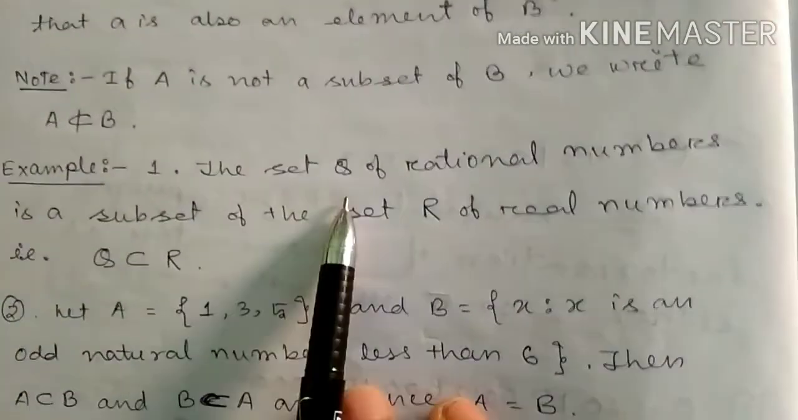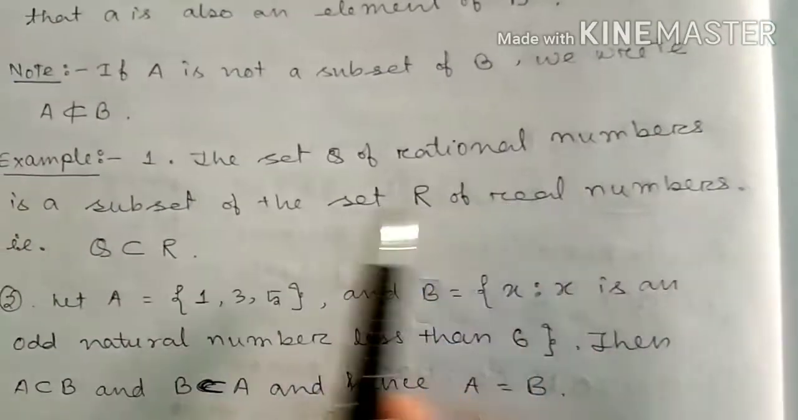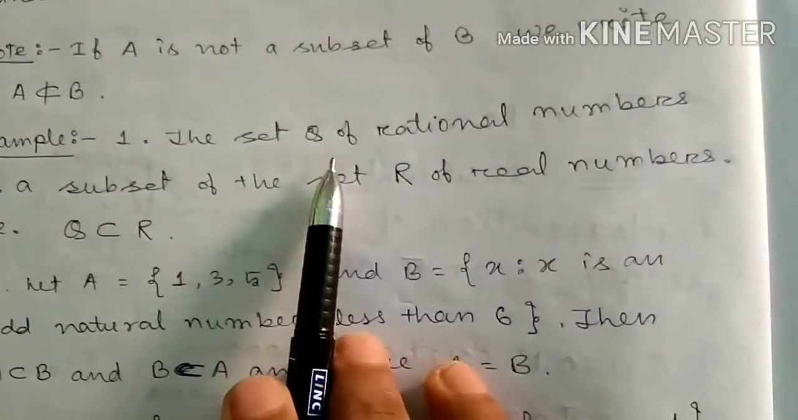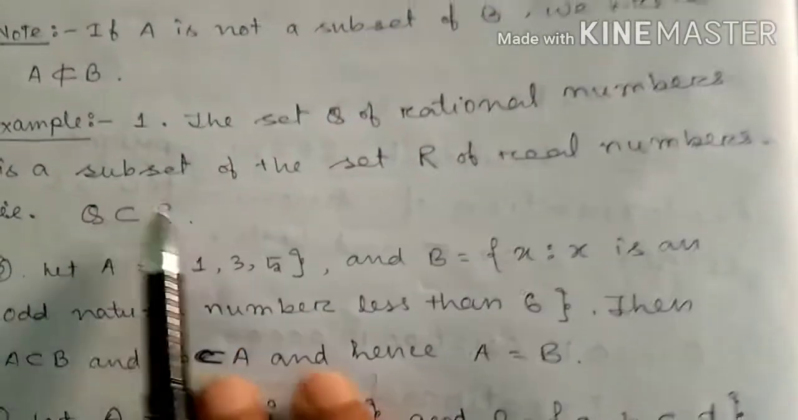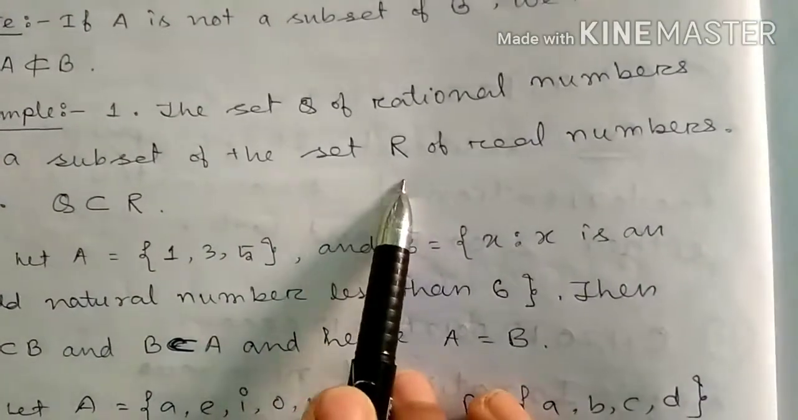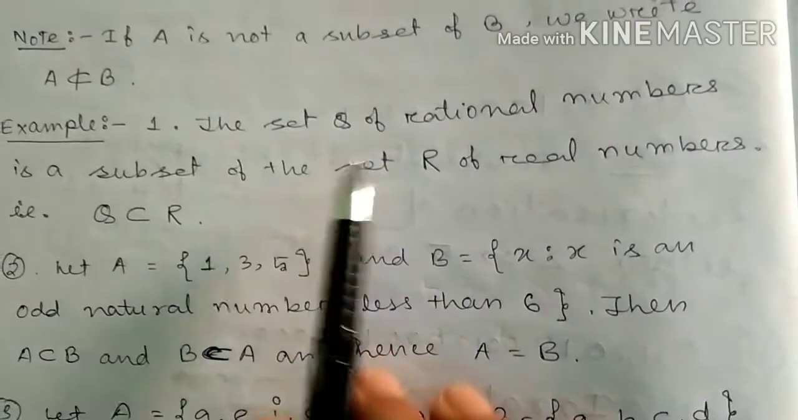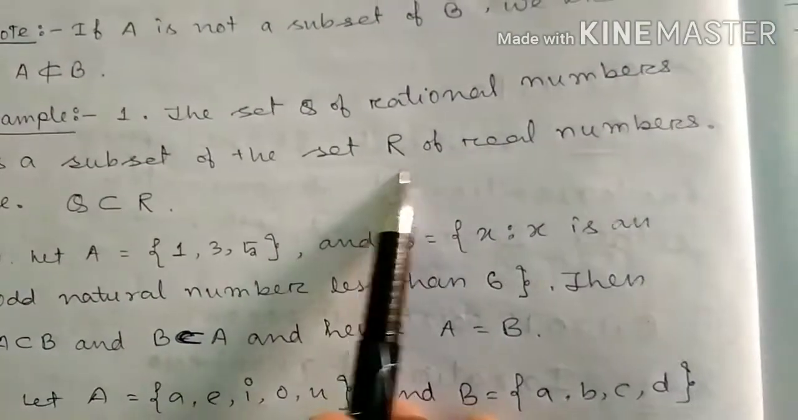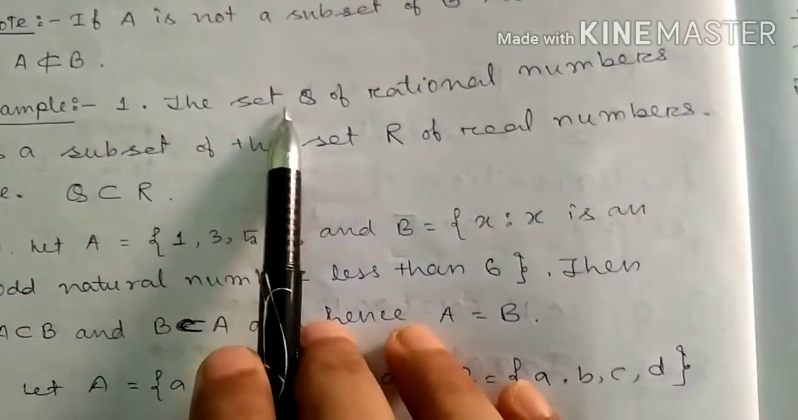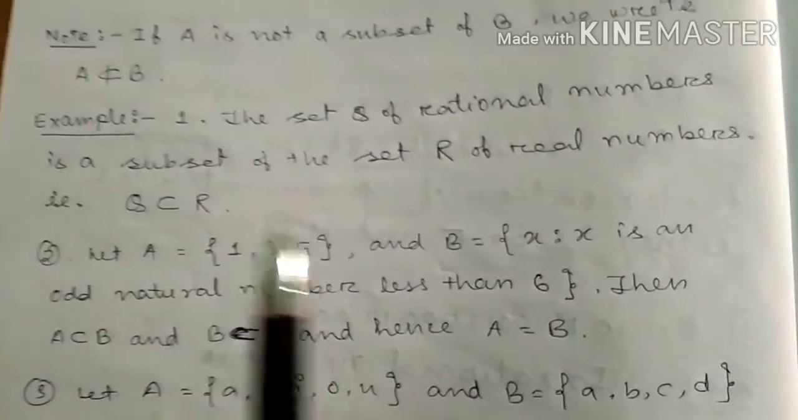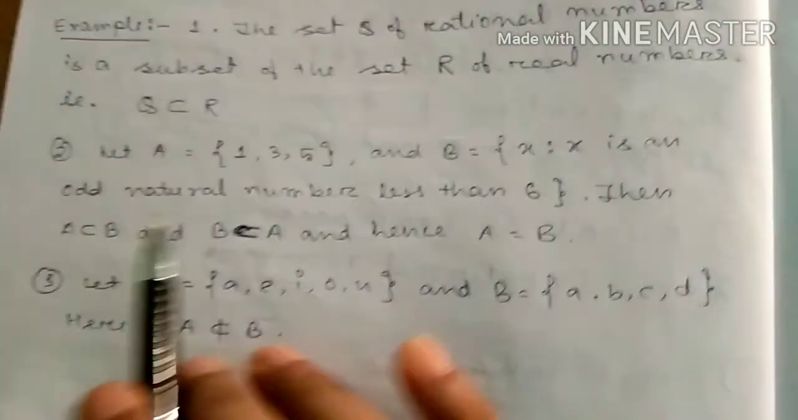Okay, so some examples for subset. The set of rational numbers, Q, is a subset of the set R of real numbers. Yes, we know all the rational numbers lie in the set of real numbers. So therefore Q is a subset of R. Next, example number 2, you see.